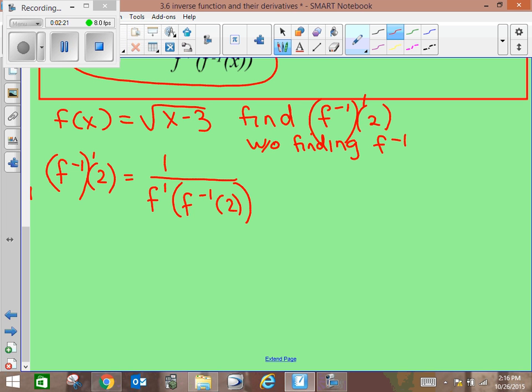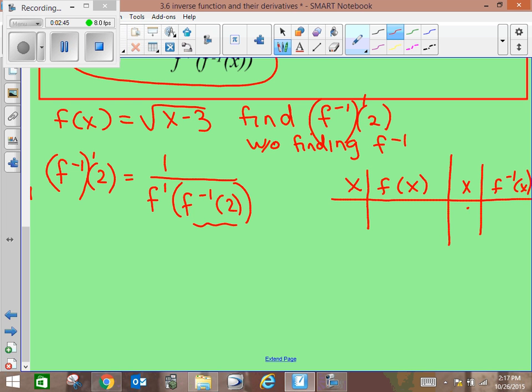Now, how can we find the inverse value without finding the equation? Here's what I do, this is my organization. This is x and f of x, and then this is x and f inverse of x. It's like a little chart. We want to know what f inverse of 2 is. When x is 2, what's the inverse function at 2?